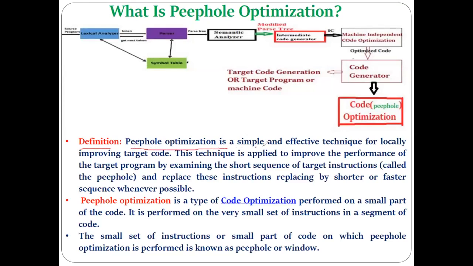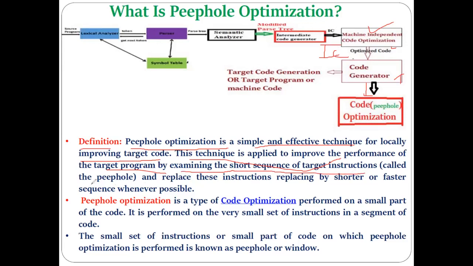So peephole optimization is a simple and effective technique for locally improving the target code. As I said, this optimization gets performed after the target code generation. So, locally improving the target code. This technique is applied to improve the performance of the target program. Optimization is generally performed to improve the previous code. Here we did the optimization to improve the intermediate code and got the optimized code, and here we are performing the optimization to improve the target code, by examining or checking short sequences of target instructions.